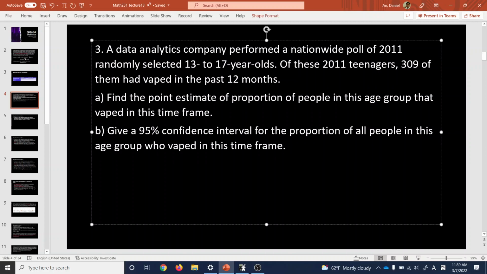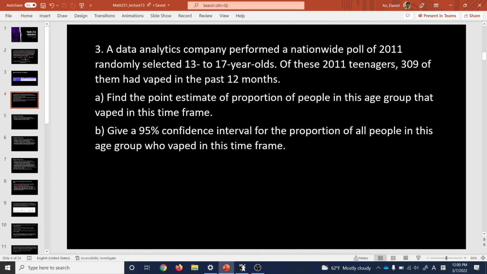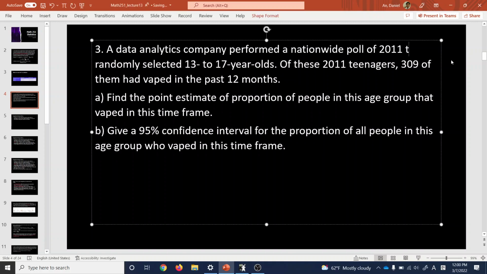Let's look at the next question. A data analytics company performed a nationwide poll of 2011 randomly selected 13 to 17-year-olds. Of these 2011 teenagers, oh, I see. I thought 2011 was a year, but there are 2011 teenagers. Okay, yeah, that was confusing.